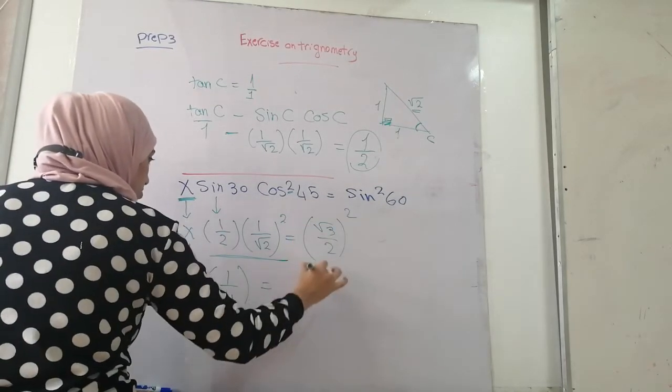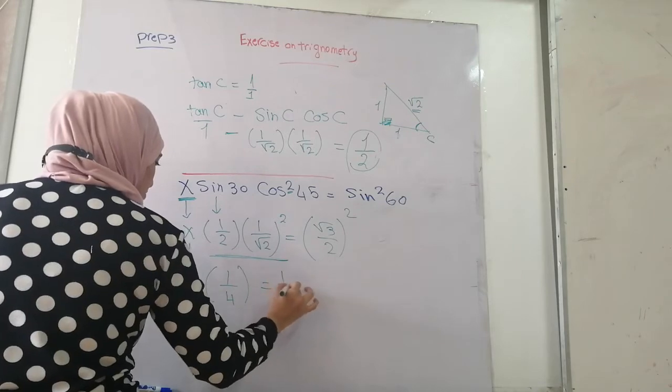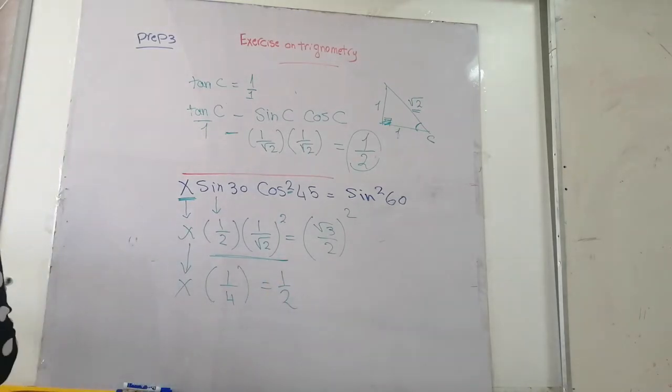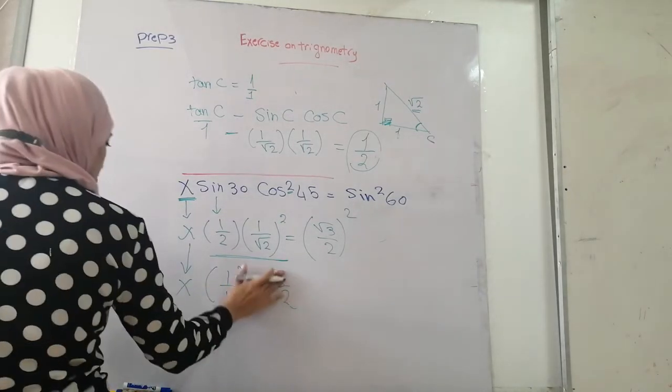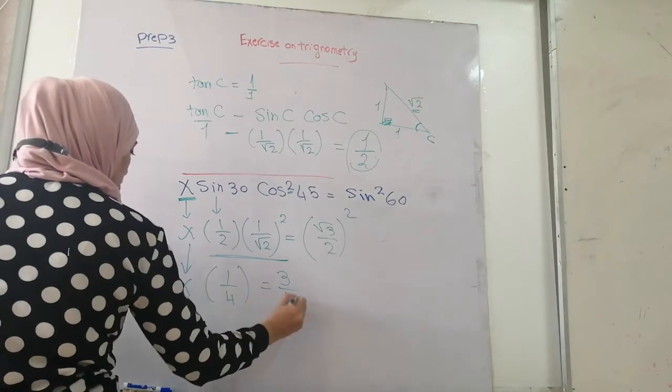Equals root 3 over 2 power 2 equals half. What shall I do with 3 over 4?